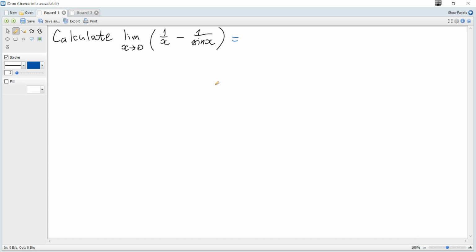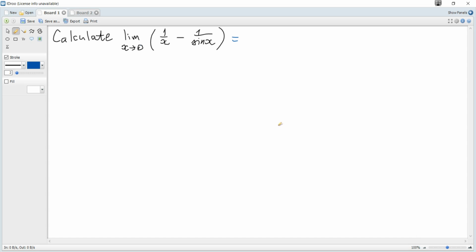Calculate the next limit. The first step is we substitute 0 for x and see what we get. So when x is 0, we get 1 over 0, it's infinity, minus 1 over 0, it's also infinity, so infinity minus infinity, this limit is undefined when x tends to 0.